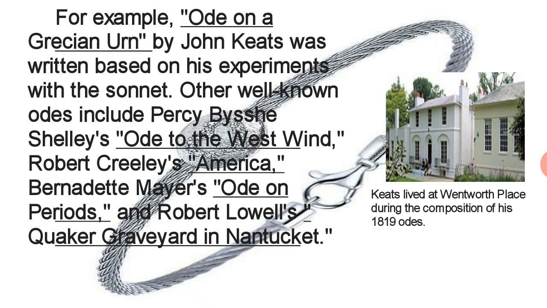Here I have added one picture. In that you can see the house where Keats lived, Wentworth Place, during the composition of the 1819 odes. This is the place where he mostly used to sit and write the odes. Okay, let's see the next one.